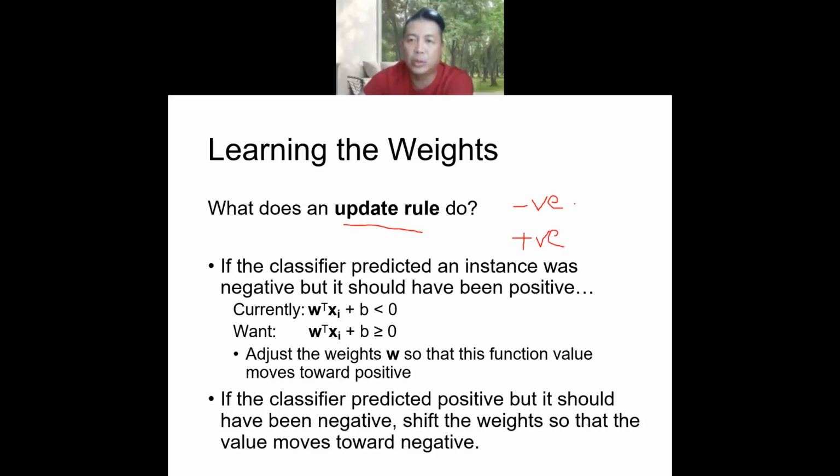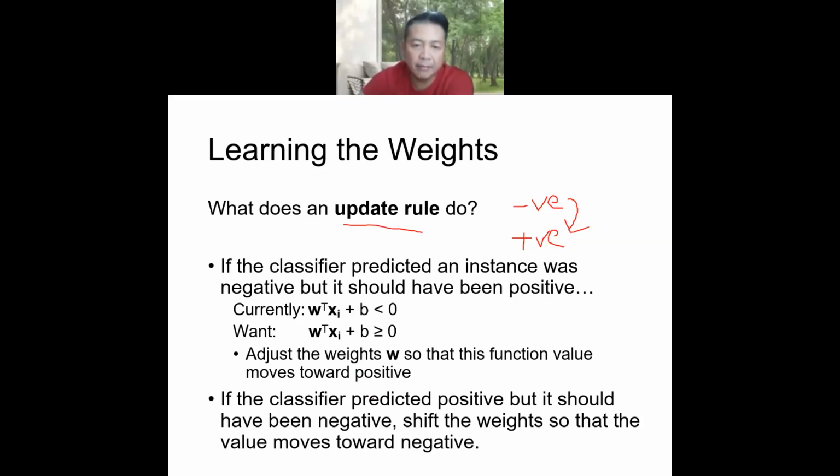So what should we do? We need to convert them into positive. So how do we convert them into positive? We have to move from negative to positive. So what we need to do is add a positive number. So if the classifier predicted no.